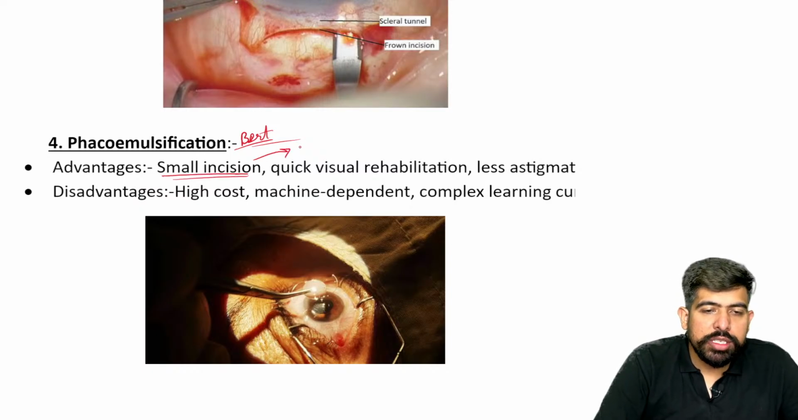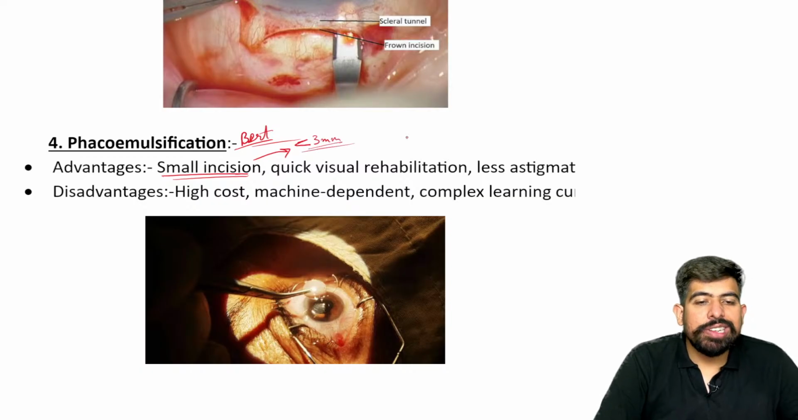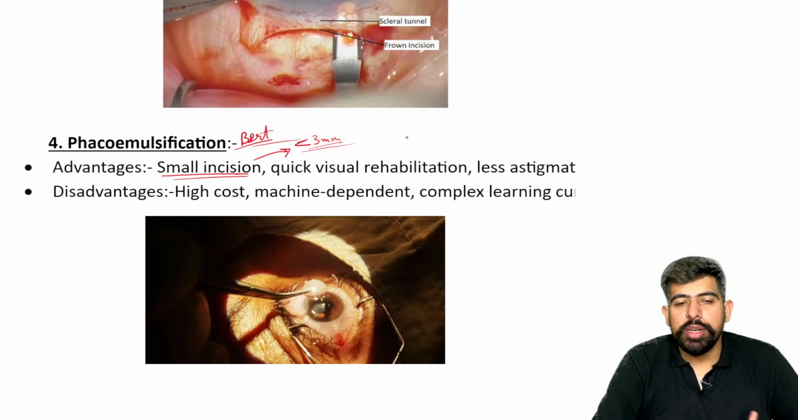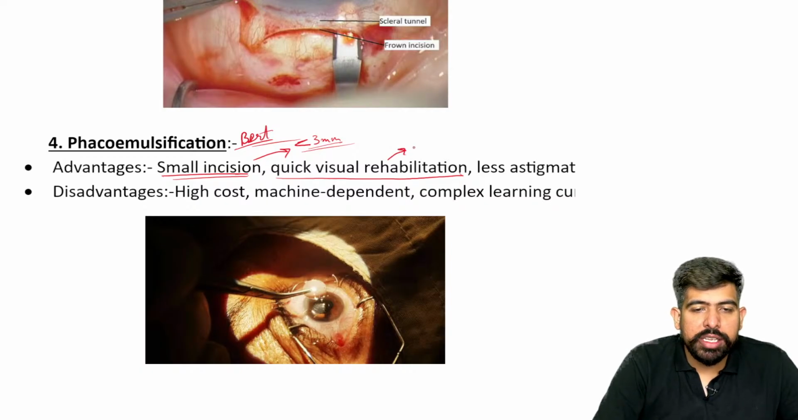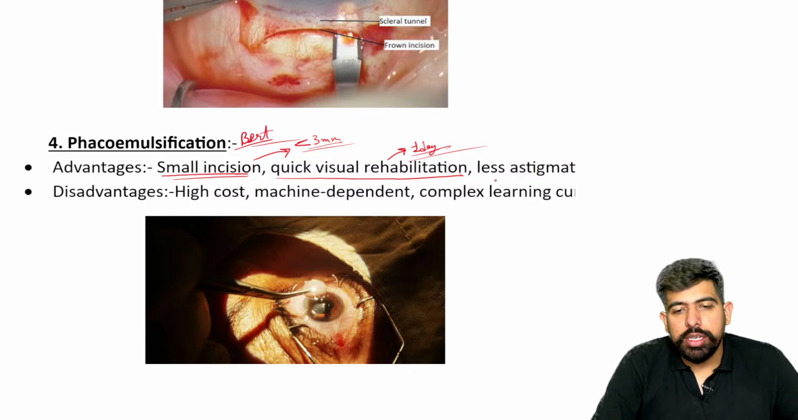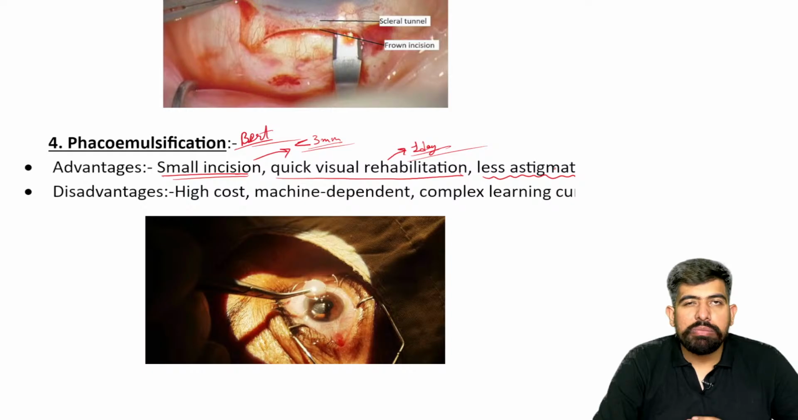What kind of small incision? Less than 3 mm. We are doing this with less than 3 mm. Please remember about it. Just 3 mm. And quick visual rehabilitation. The patient just has to take 1 day of rest and can go back to work. Also, there is less astigmatism, or we can say no astigmatism can be seen.